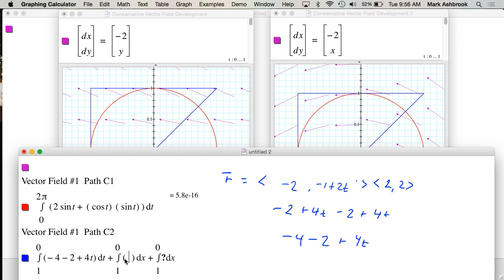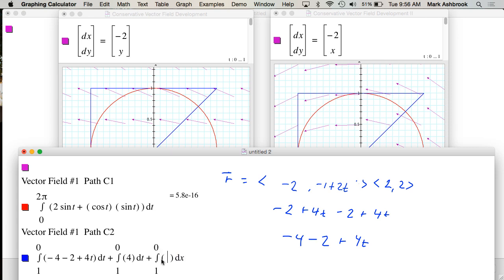Anyone get it? And anyone confidently have this integral up this left side vertical segment? Anyone confidently have that answer? It's just 4. Up the left side, from 1 to 0. Good.